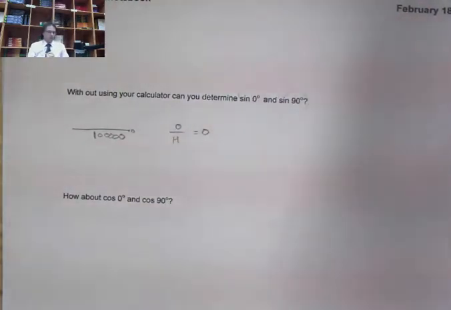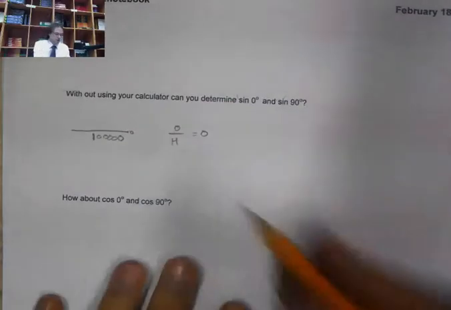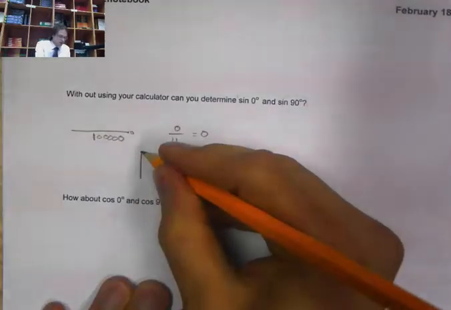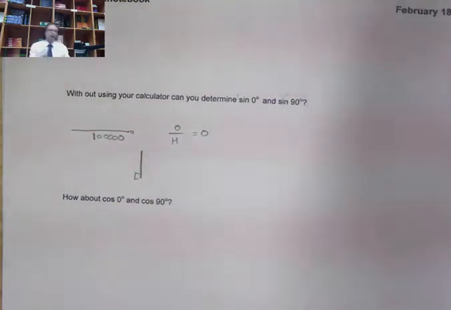Okay? It's going to be 0. Now let's look at sine 90. Remember, sine is opposite over hypotenuse. Well, that's a straight up and down. 90 degrees is straight up and down.